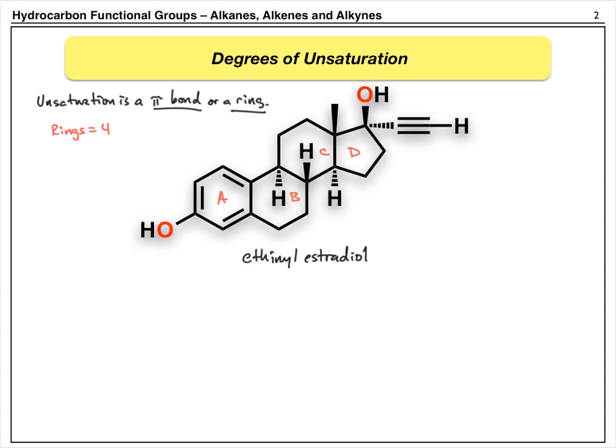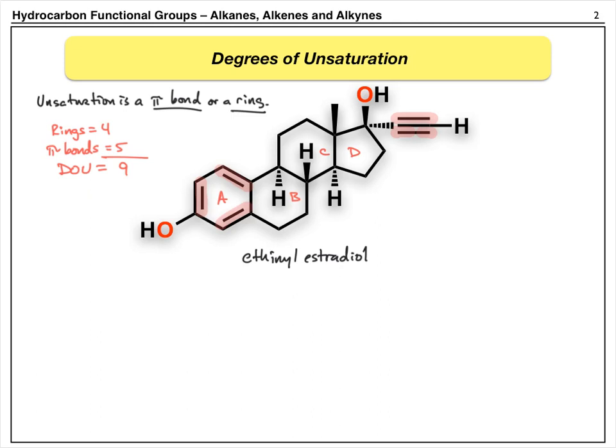So let's go ahead and now highlight the pi bonds present. So we have 1, 2, 3. Now we have a triple bond, so we have 4, 5. So we add those two together, that's 9. So the total degrees of unsaturation for this molecule is 9.